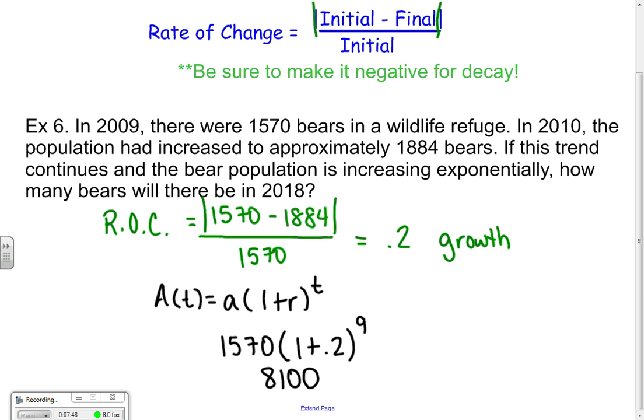Now, you'll find that it's 8,100.86, but you can't have 0.86 of a bear, so always round down. You want to round down anytime you're dealing with tangible, real-world objects except money.